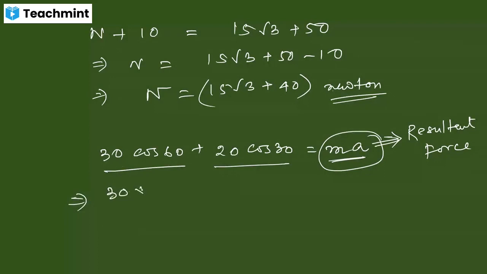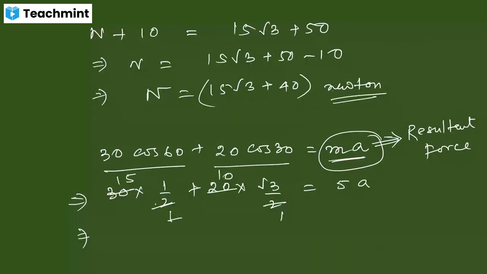So 30 into cos 60, which has the value of 1 by 2, plus 20 into cos 30, which has the value of root 3 by 2, is equal to the mass of 5 kg multiplied by acceleration. So 2 ones are 2, 2 15s are 30, 2 ones are 2, 2 tens are 20. So this is 15 plus 10 root 3, equal to 5 into a.